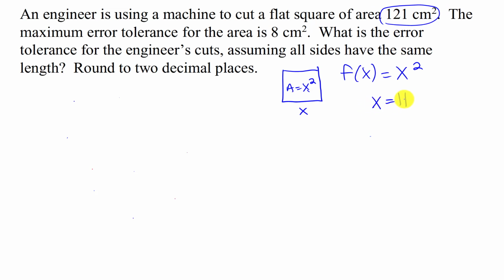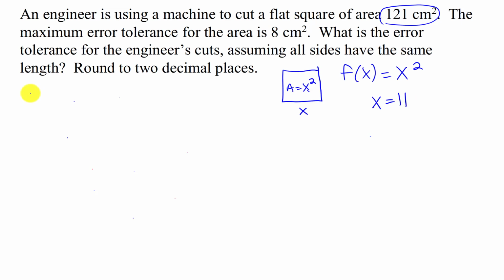The maximum area tolerance is 8 square centimeters. If you go to cut 11 centimeters, it's not going to be exactly 11 centimeters. And so how far could we be off and still be within an area of 8 square centimeters? So that's what it's asking. What is the area tolerance for the engineer's cuts, assuming all sides have the same length?